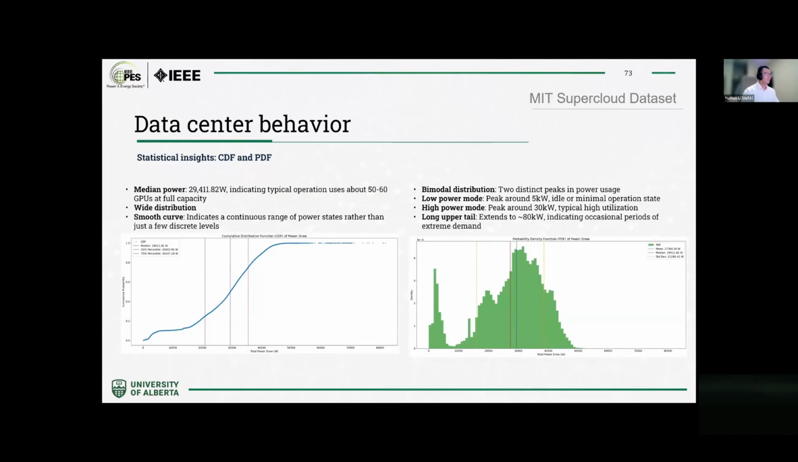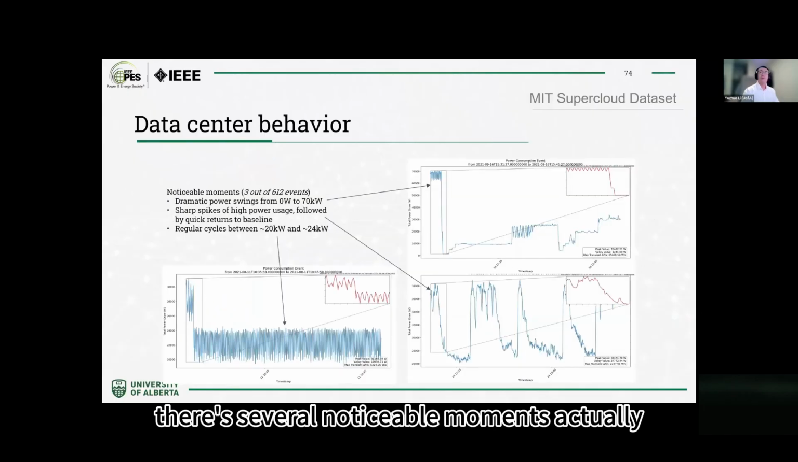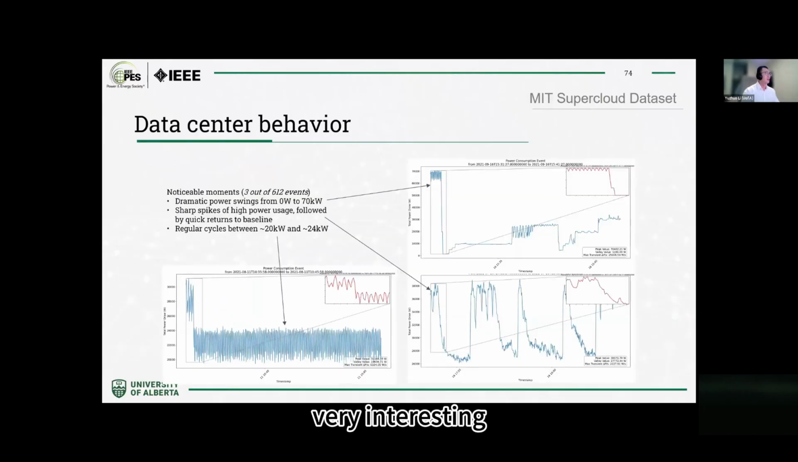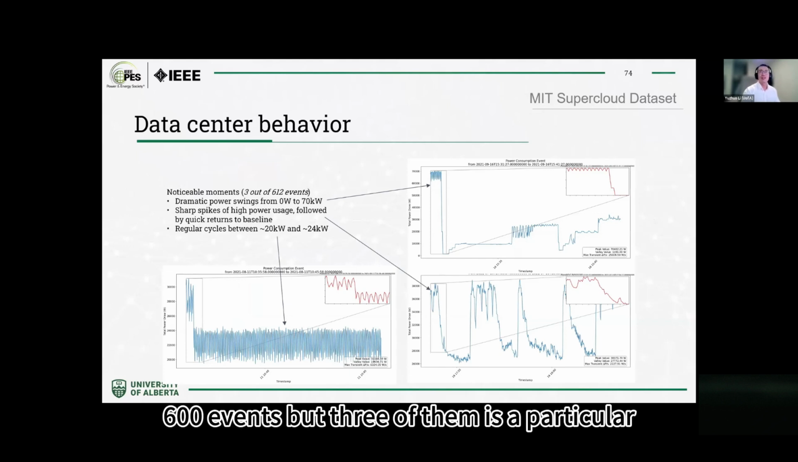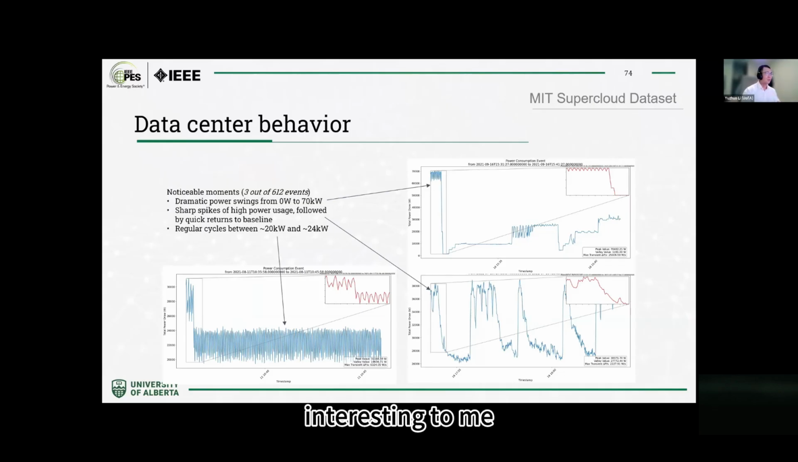There are several noticeable moments, actually very interesting. I plotted more than 600 events, but 3 of them are particularly interesting to me.